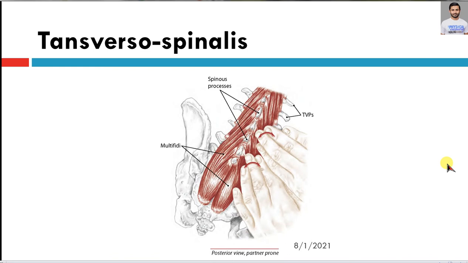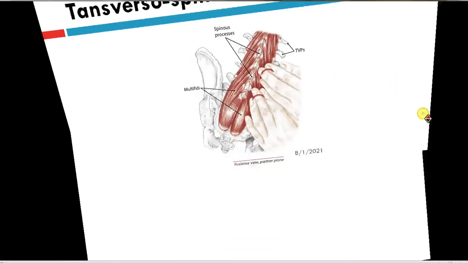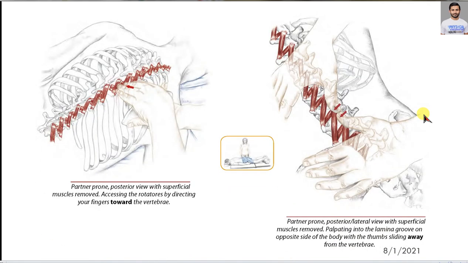Then these are the very deepest muscle, the transversus spinalis. So you can just have a fair idea about their location, but you cannot directly palpate these muscles. Again, these are the small muscles, and you can see their position. These are the rotators.